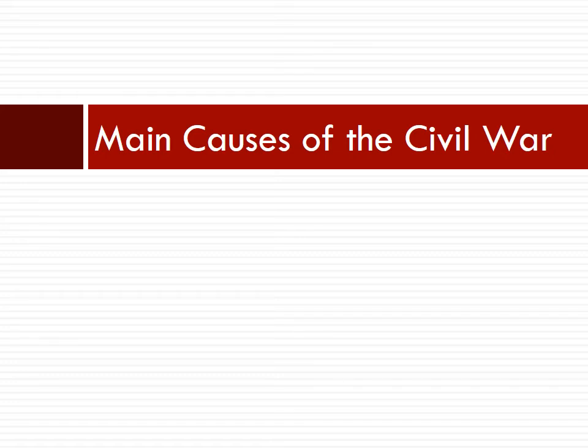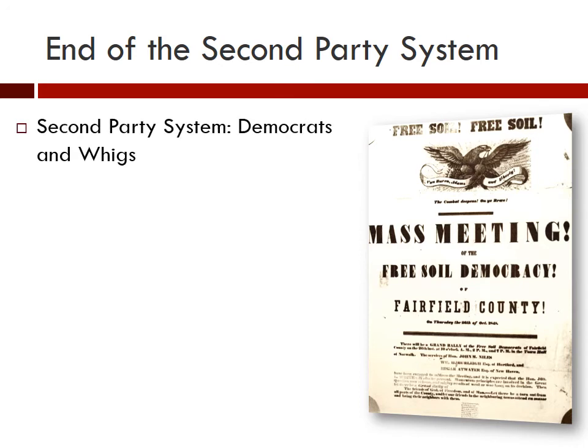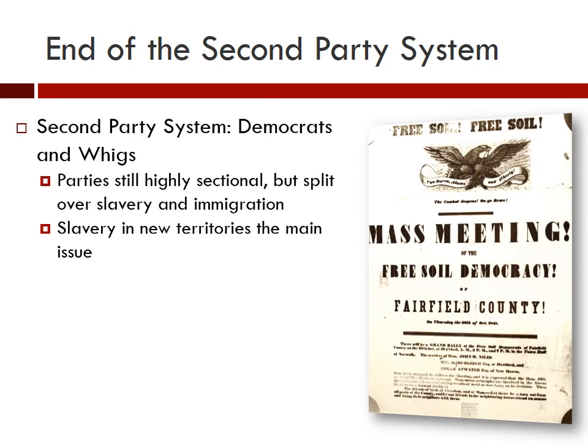And our final issue is going to be politics. Now, the second party system, as we have talked about, was the second kind of iteration of American political parties, and that was the Democrats and the Whigs. Now, parties at this time were still highly sectional. Northerners were typically Whigs, Southerners were typically Democrats, but each of those groups was starting to split over the issue of slavery and immigration. And now when we have these new territories that are dealing with the issue of free versus slave, it just heightens this issue even more.